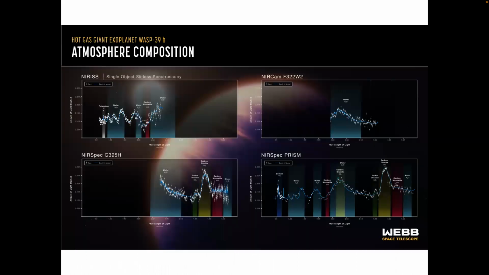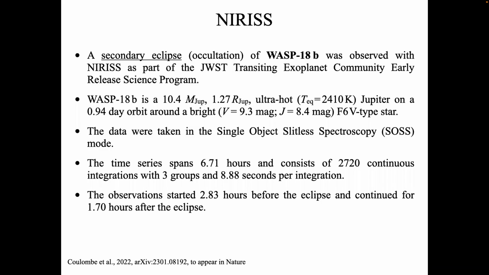So we observed WASP-39 with 3 different instruments. One instrument was observed in 2 different configurations. We obtained very nice transmission spectra, and then we observed WASP-18b in order to measure the occultation. So the idea is to obtain the emission spectrum of this giant planet.